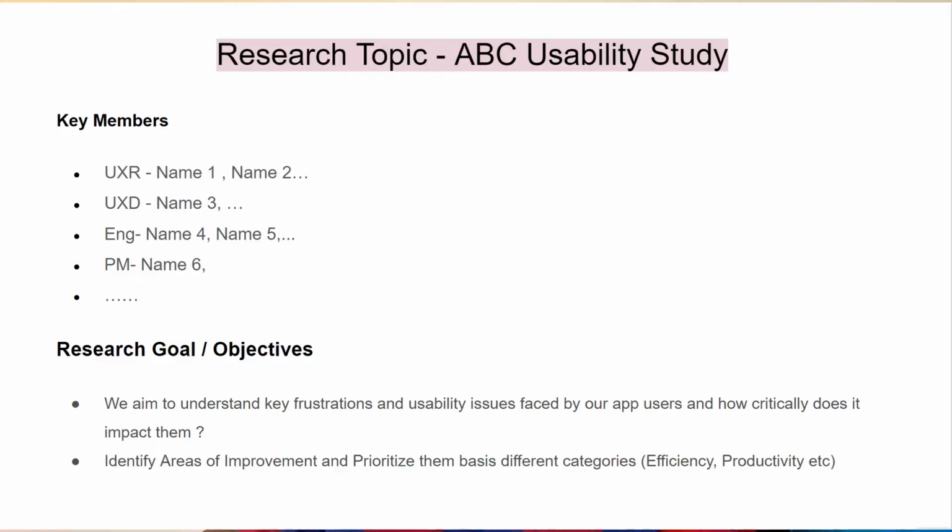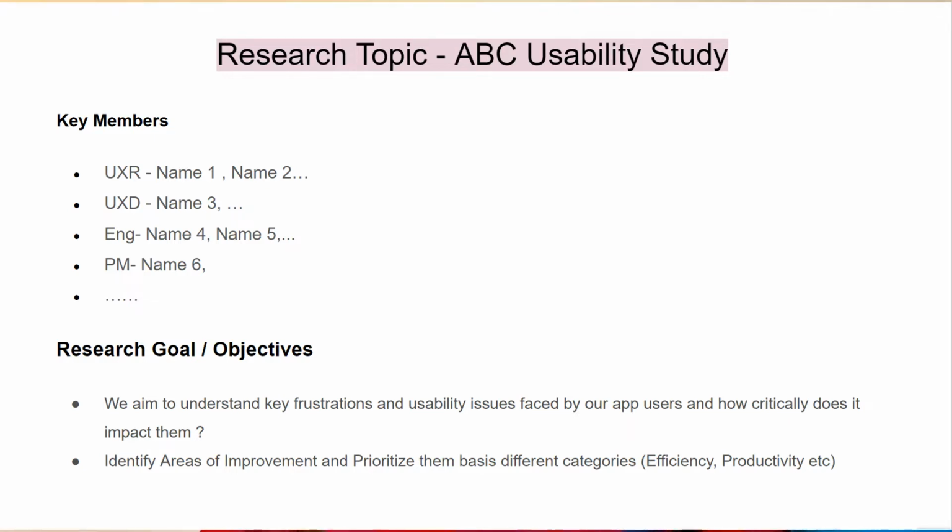So the first thing that you need to do is to create or add a research topic. Let's suppose that because you're trying to understand the usability issues, you just name it as ABC, which is the name of the app, and usability study, ABC usability study.